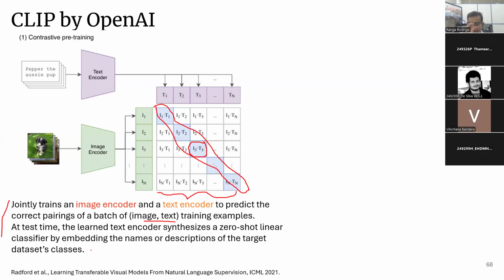Zero-shot means if you have a particular image and you want to get it classified as an image of a three-wheeler or something, you don't have to train it with those images. You can just directly get it classified. So how do you do it? Okay.